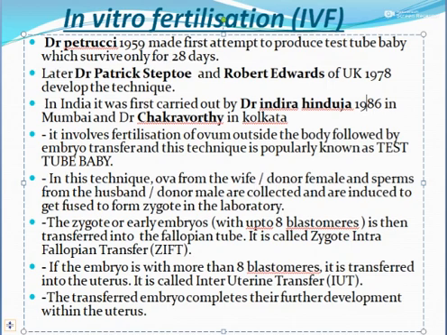Z-I-F-T. If the embryo is with more than 8 blastomeres, that means if it is from the 8 to the 32 cell stage, it is transferred directly into the uterus, that is the womb, and we call that intrauterine transfer. We call it IUT. The transferred embryo completes its further development within the uterus.